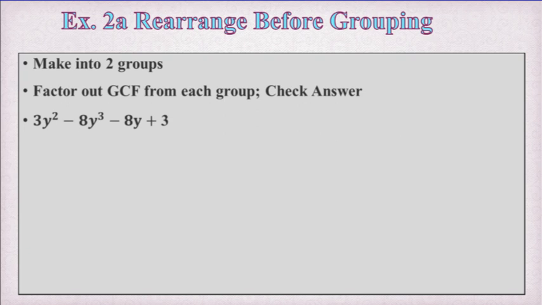Second type is rearranging before you group. So sometimes you might need to rearrange the terms so you have some like terms next to each other. So what I'm going to do is put the 3y squared plus 3 together. So that's going to be my first binomial, so 3y squared plus 3. Then I'm going to put my minus 8y cubed minus 8y together.